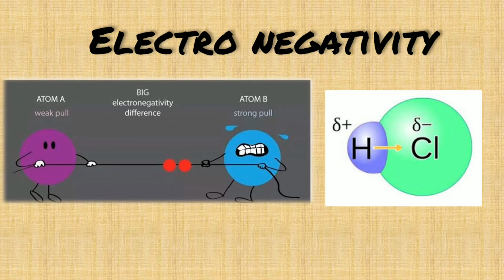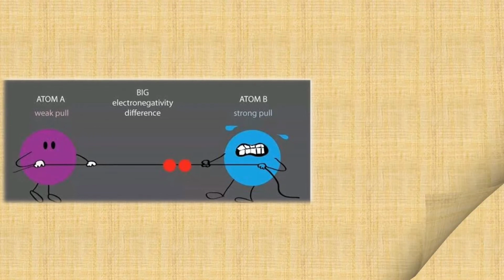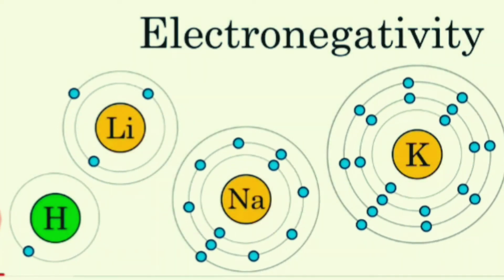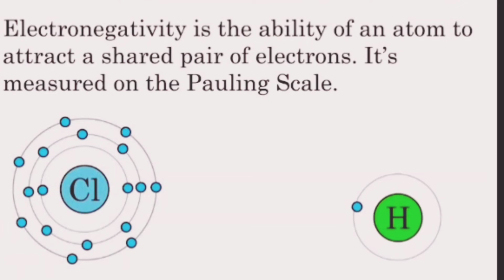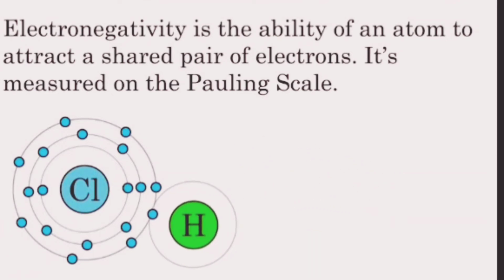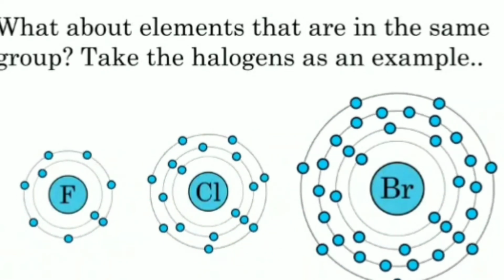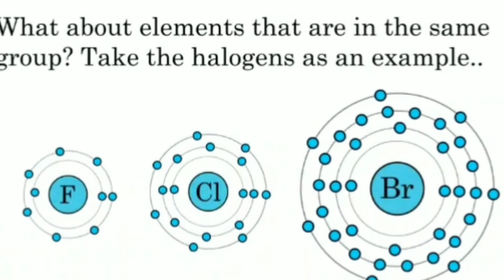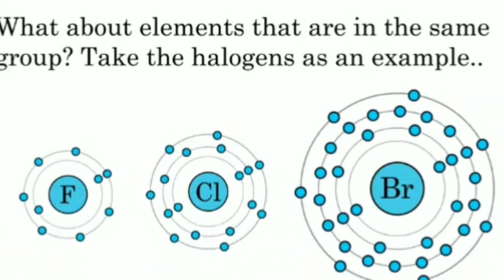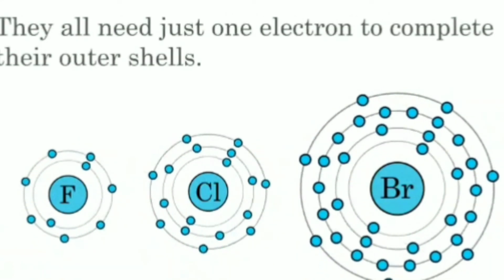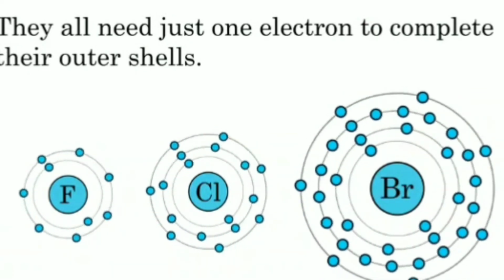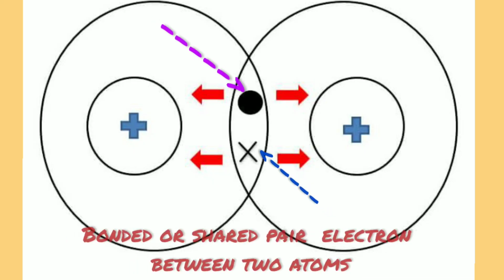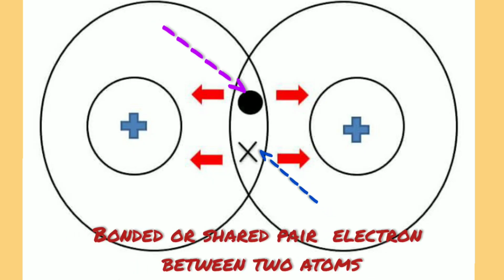It needs one electron to attain the inert gas configuration. Elements like hydrogen, lithium, sodium, potassium are less electronegative. So when they combine with a highly electronegative element like chlorine, chlorine, being highly electronegative, pulls the bonded electron towards it. All the halogens are highly electronegative because they need just one electron to complete their outermost shells. Electronegativity is attracting the shared pair of electrons.